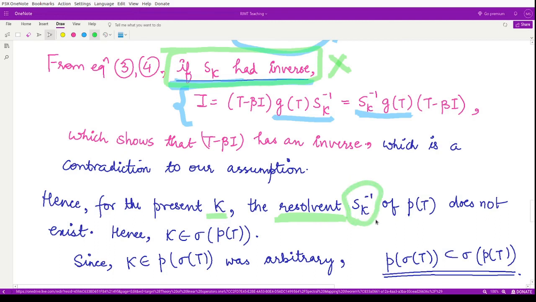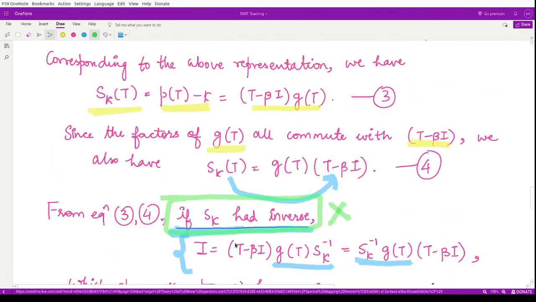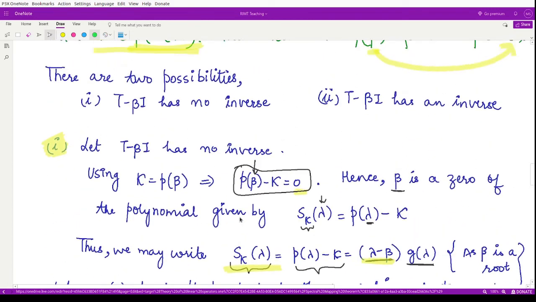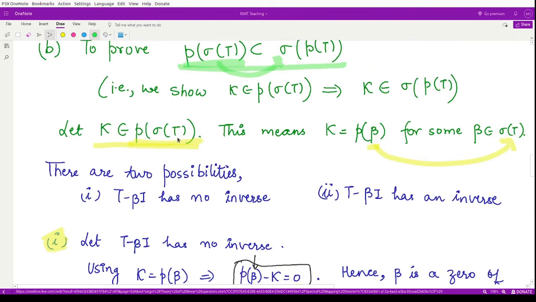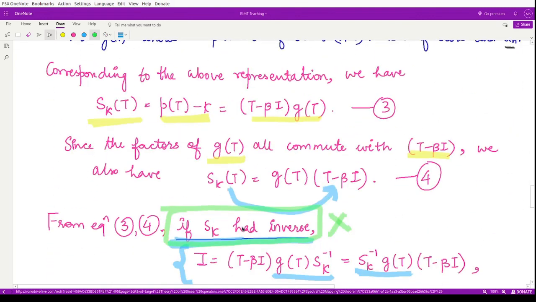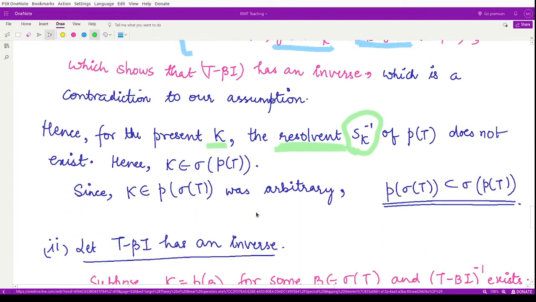If it does not exist, that means kappa will not belong to the resolvent set, and instead it will belong to the spectrum sigma of p(T). So we see that in this case we started from kappa belonging to p(sigma(T)), and we have now reached that kappa belongs to sigma(p(T)) in the first case. Therefore this inclusion has been proved, because our selected kappa was arbitrary in nature.